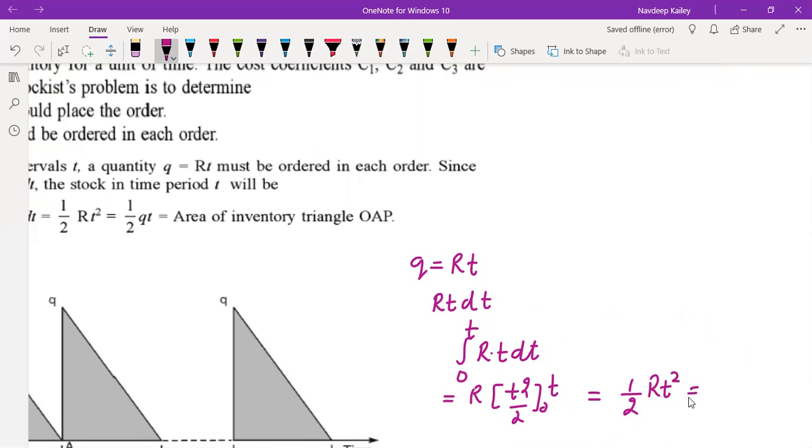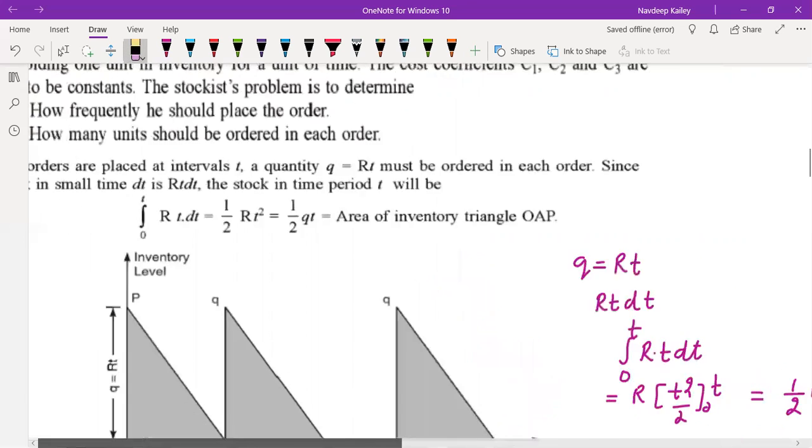We can also write it as half R T into T. RT is basically the quantity, that is the stock Q, so it is half Q into T. What is half Q into T? That is the area of the inventory triangle OAP.